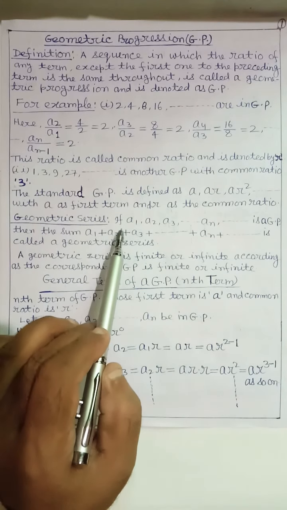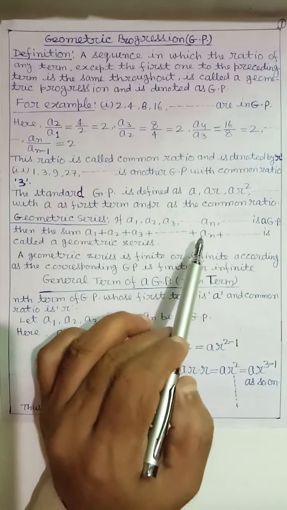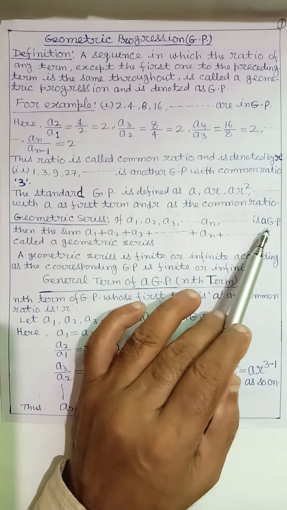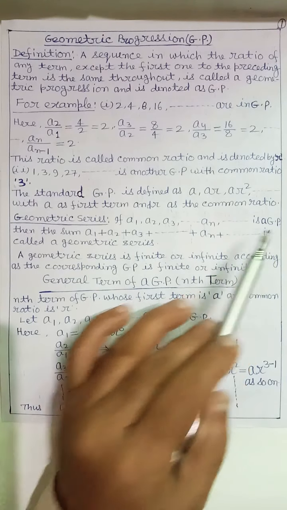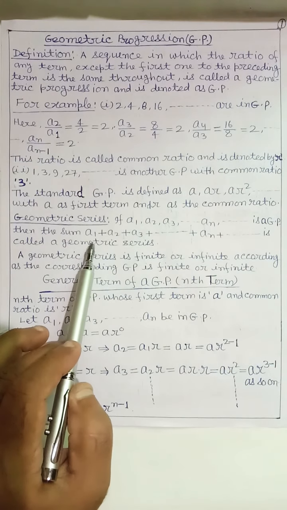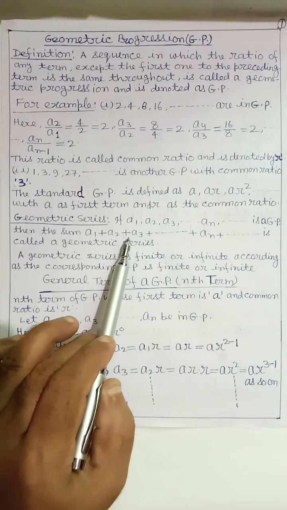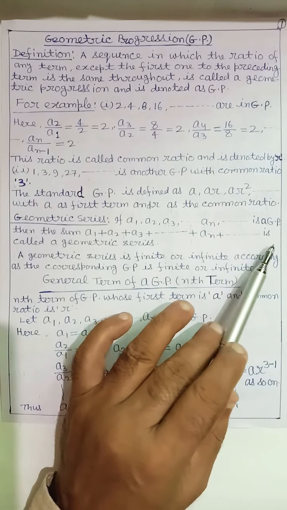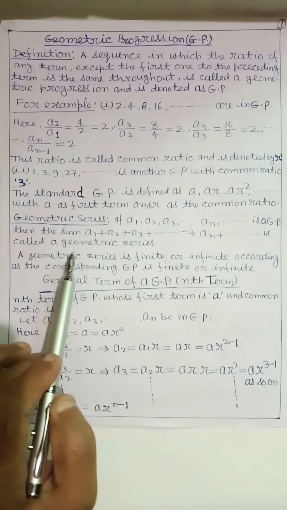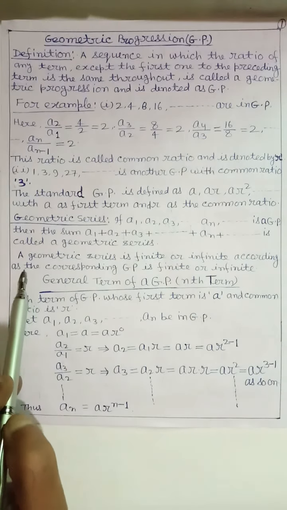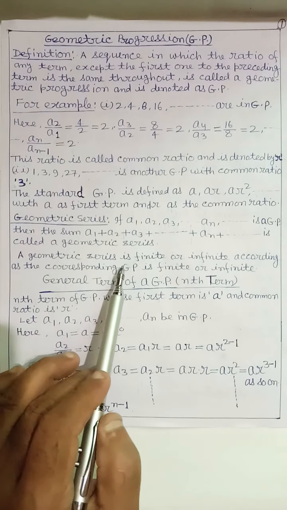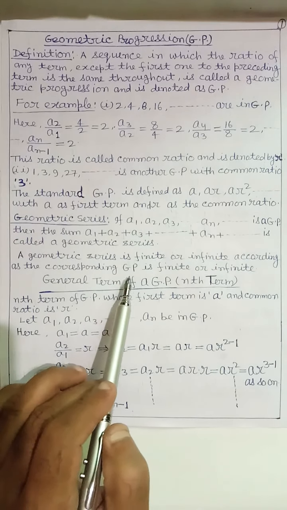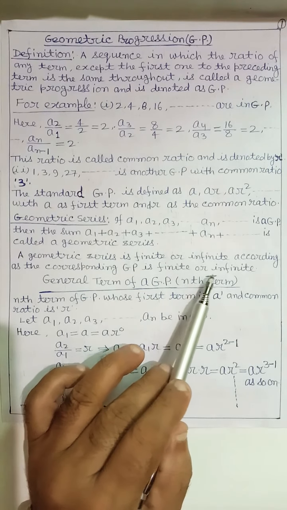Geometric series: if A1, A2, A3 and so on, An and so on is a GP, a geometric progression, then the sum of terms, that is A1 plus A2 plus A3 plus and so on plus An plus and so on, is called a geometric series. A geometric series is finite or infinite according as the corresponding GP is finite or infinite.